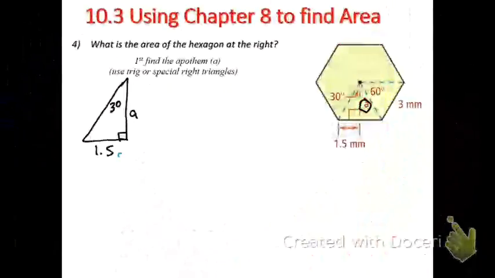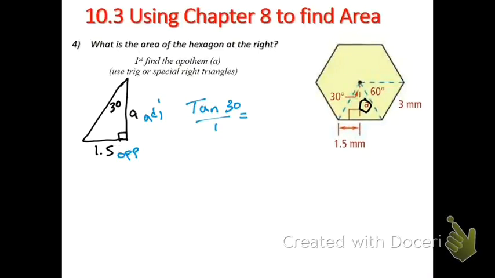All right, so we still have opposite and adjacent, which is our tangent ratio. So the tangent of 30 equals opposite over adjacent, 1.5 over a. So with trig, we cross multiply, and in this case we get a times the tangent of 30 equals 1.5. How do we move the tangent of 30? Well, if it's multiplication, we divide. And so we're dividing both sides by the tangent of 30.